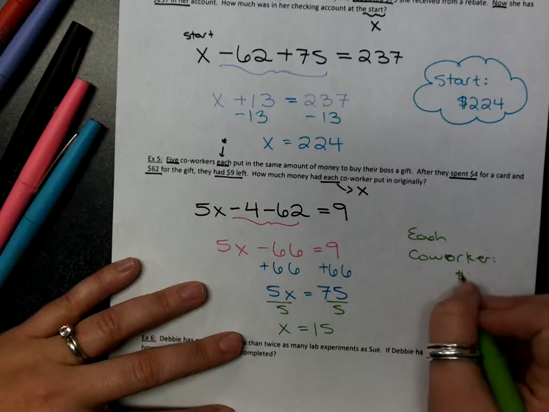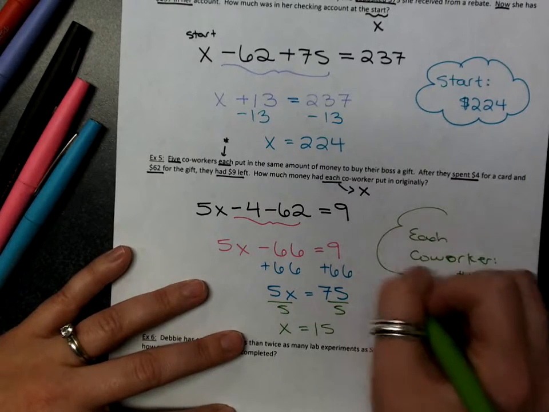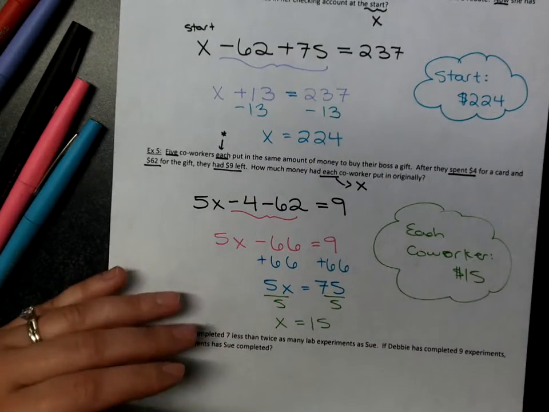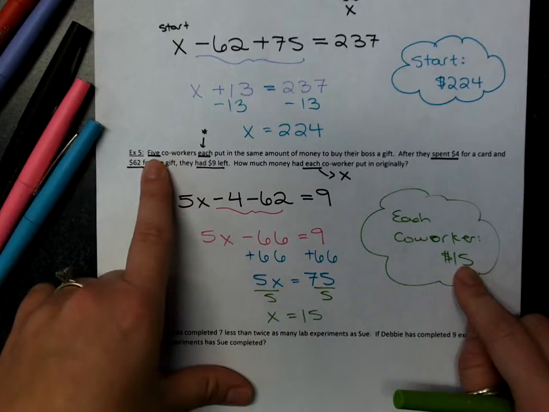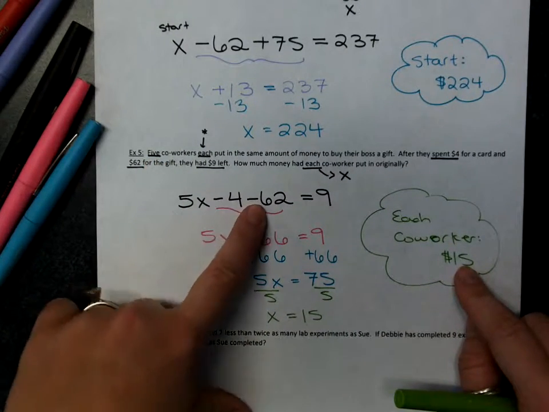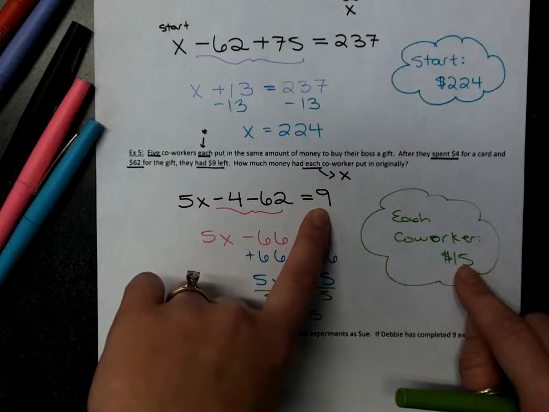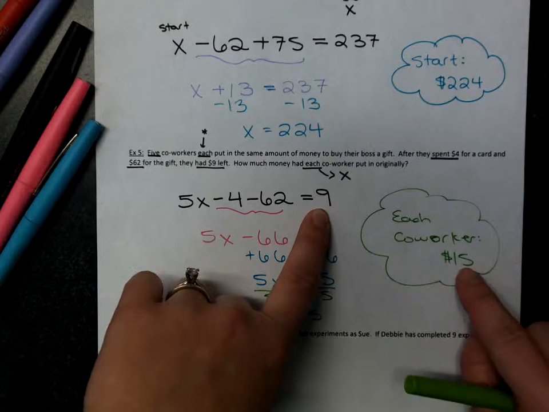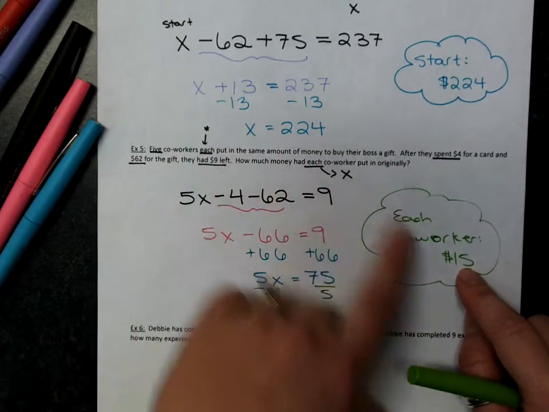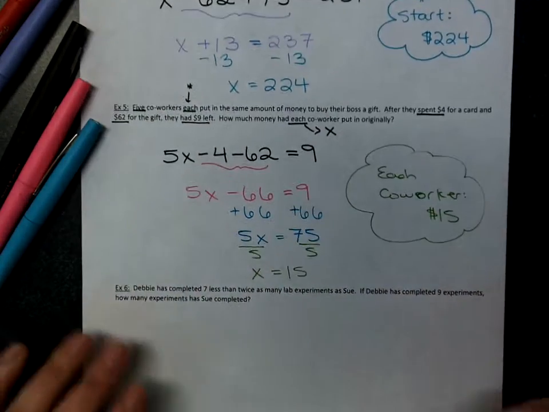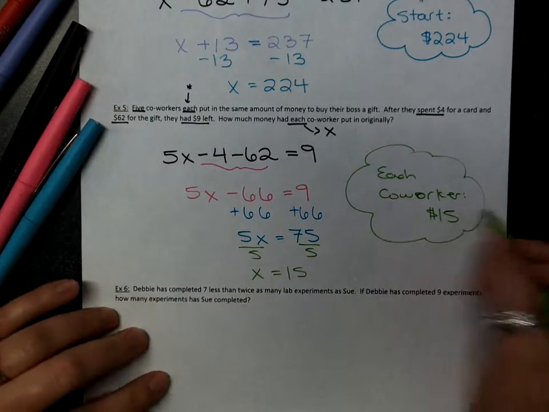put in $15. And again, if you take that $15, multiply it by 5, because there was 5 coworkers, then subtract 4 and subtract 62, you should get 9 when you're done. So you can always double check your answers on these by plugging it back into the situation and making sure it works out. So each coworker put in $15.